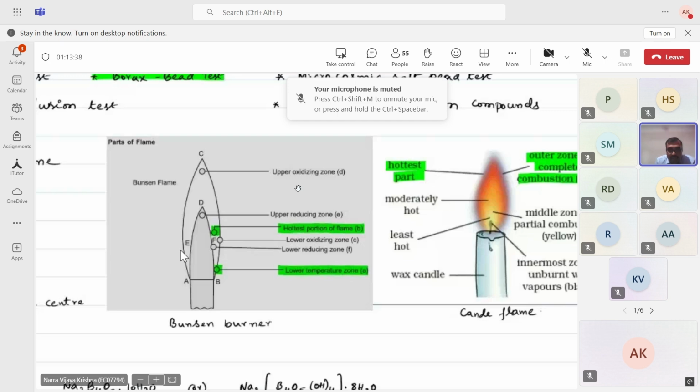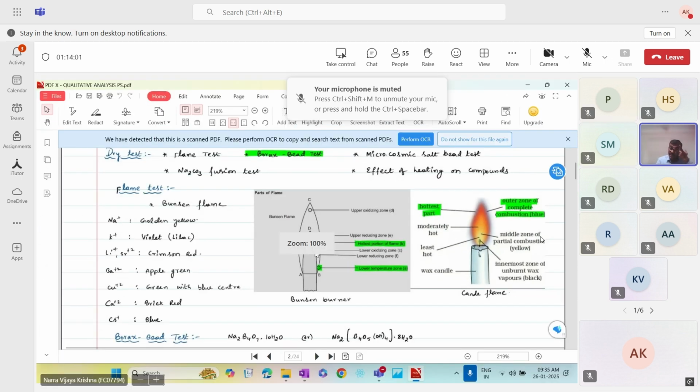Right? Observe, sir. Where will you get more temperature in that flame? On the top you are not getting the higher temperature; exactly in the middle portion you will get the highest temperature, and here the temperature is low. Understood? Yes, sir. Now come to the candle flame, sir. Observe the candle flame, and this is the Bunsen burner flame.